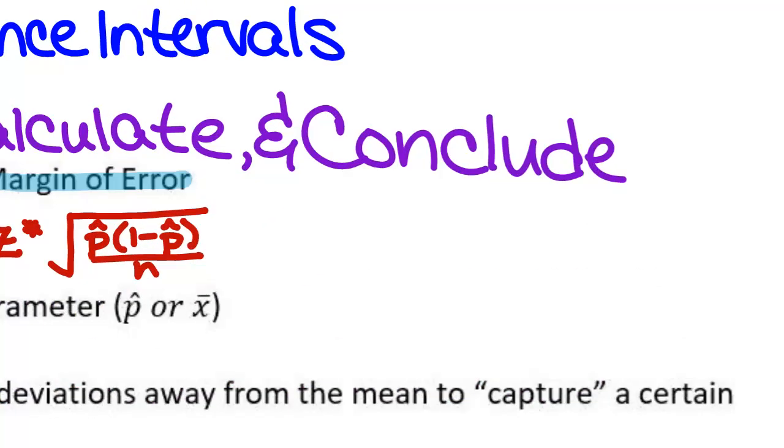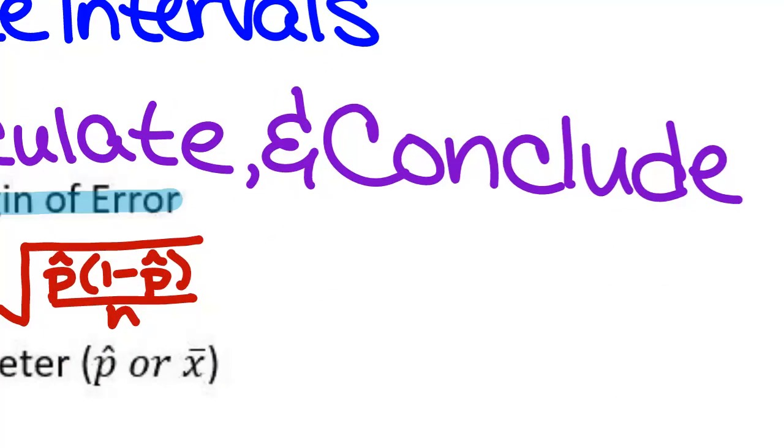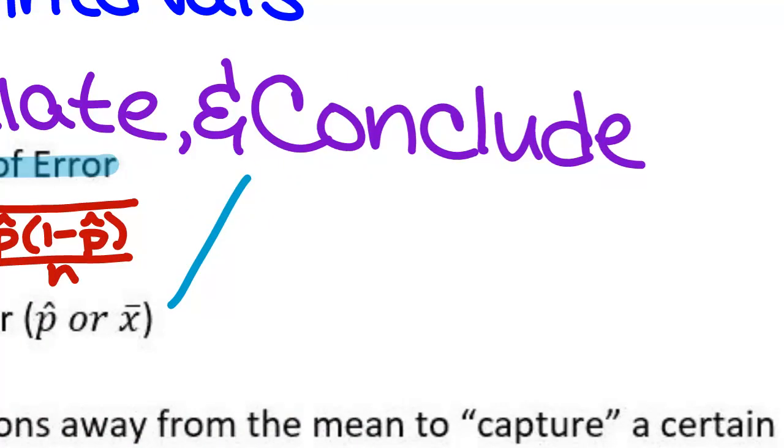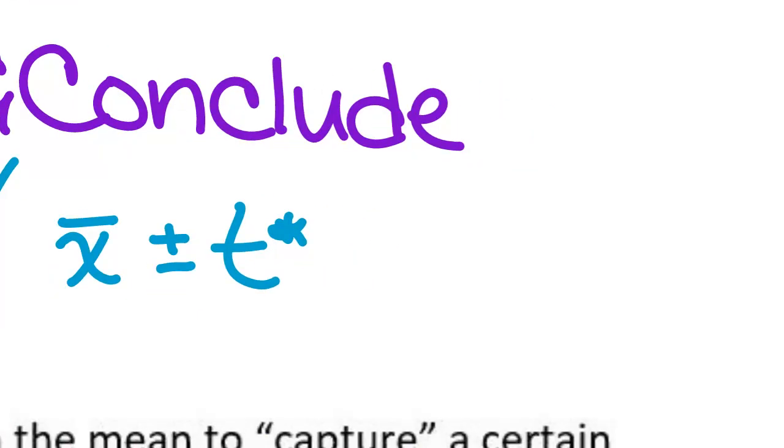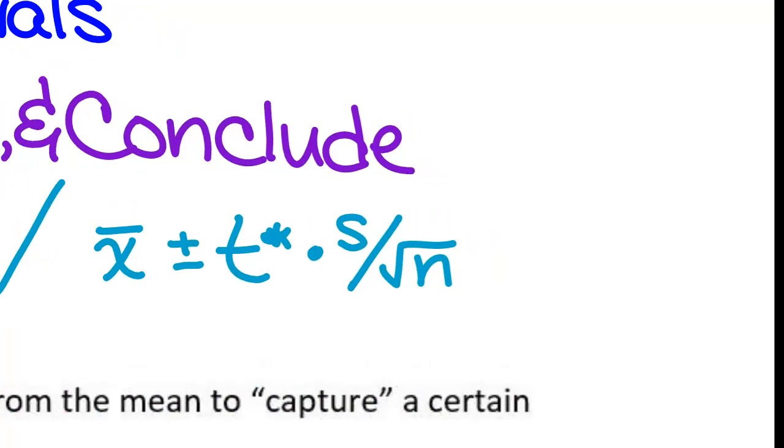For means, our point estimate was not p hat, our point estimate was x bar. Plus or minus. We did not have z star when we did means, we used t star. Times s over the square root of n, the standard error. This is for means.